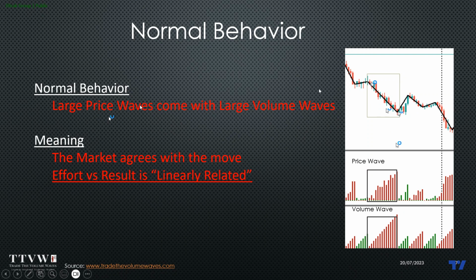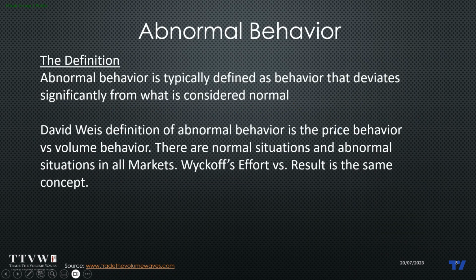So, a normal behavior is when the large price waves come with large volume waves. So the market agrees with a move. So there is no effort versus result. The concept is linear. So it's linearly related. Okay? Now, what's an abnormal behavior?